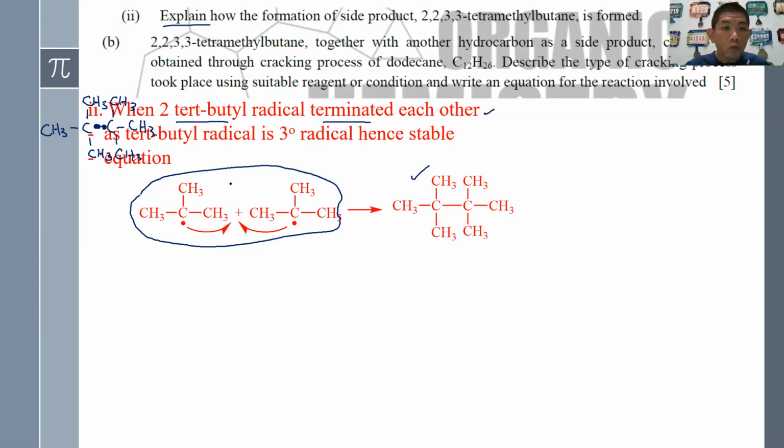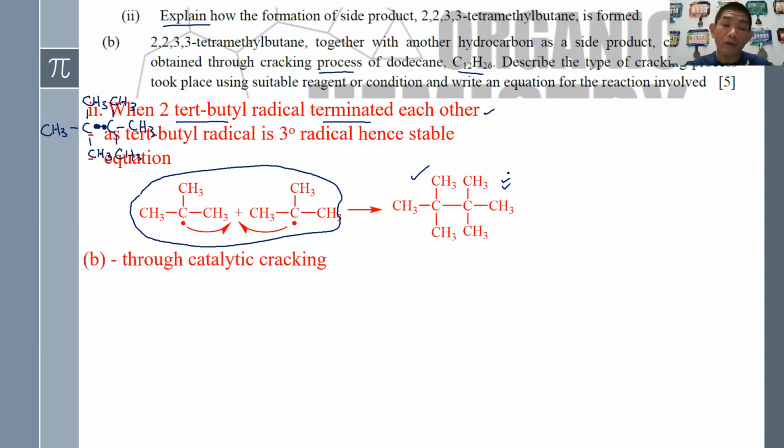Okay, then we go to B. 2,2,3,3-tetramethylbutane together with another hydrocarbon as a side product can also be obtained through the cracking process of dodecane, C12H26. Describe the type of cracking process that took place using suitable reagent or condition and write an equation for the reactions involved. Looking back at this 2,2,3,3-tetramethylbutane structure, you have to understand the possible type of cracking process that produces such a highly branched molecule. The type of cracking process that takes place here is what we call catalytic cracking.